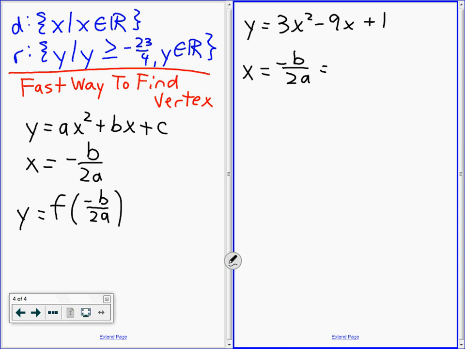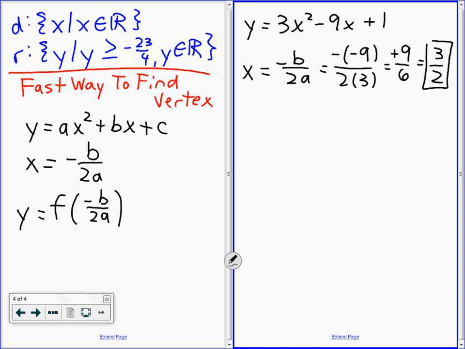Okay, according to this equation, Andy, what is B and what is A in that equation? Okay, B is 1. It goes A, B, C, right? Yeah, A, B, C. So B is -9. And 2 times 3 is the denominator, so negative B over 2A, which happens to be positive 9 over 6, and in those terms is 3 over 2.